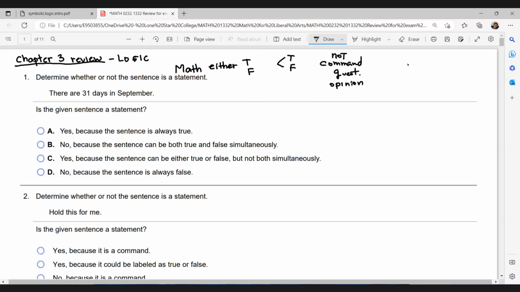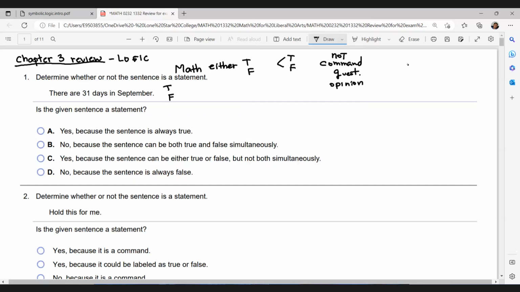So when it says that there are 31 days in September, this is a mathematical statement because either it has or it does not have 31 days. It is not a command, it is not a question, and it is not an opinion. It is a fact. So whether it does or it does not, the question is, it will either be true or it is false.